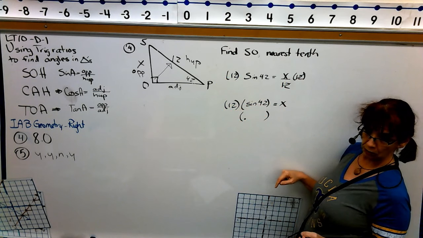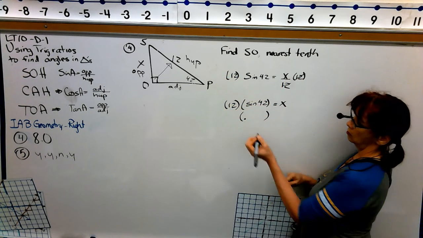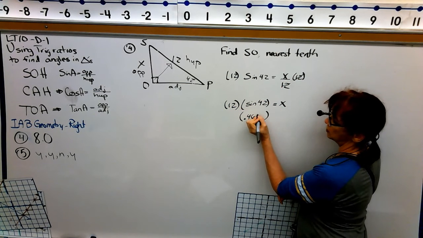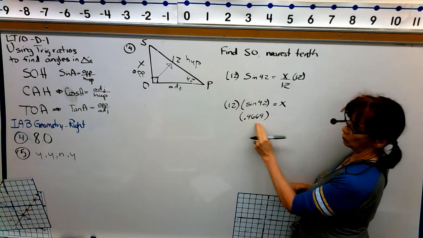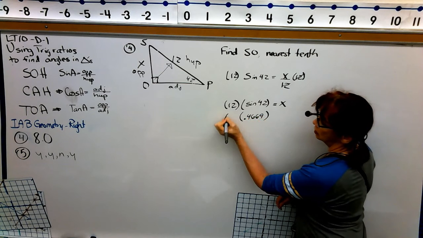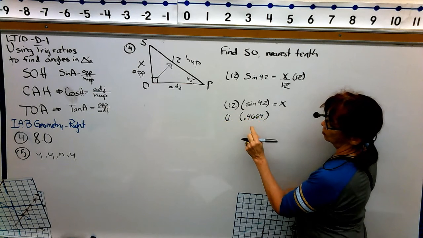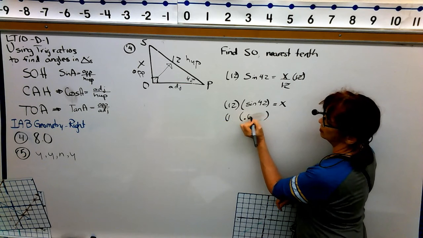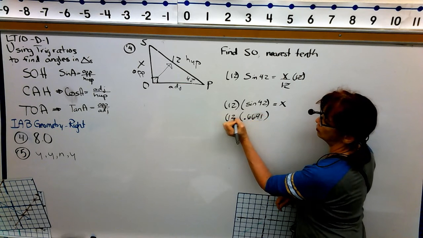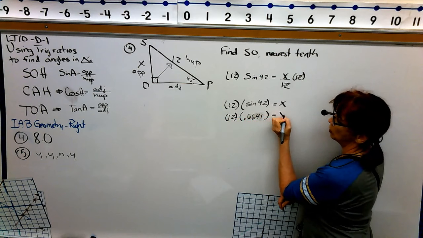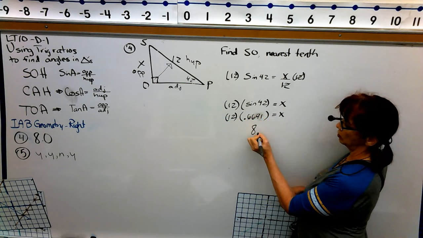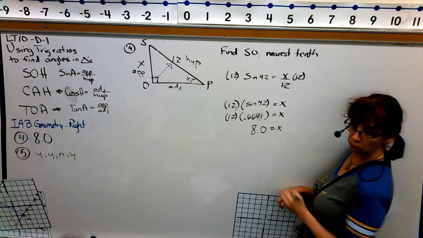6691, thank you. 6691 times 12. When you multiply those and round to the nearest tenth, you should get 8.0. This is to the nearest tenth.